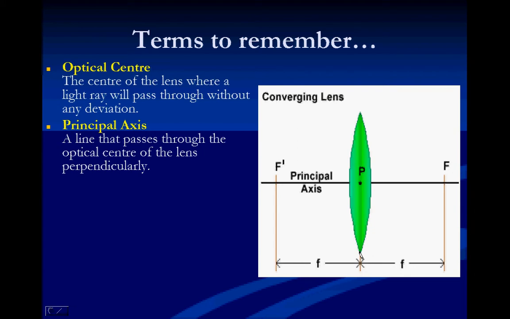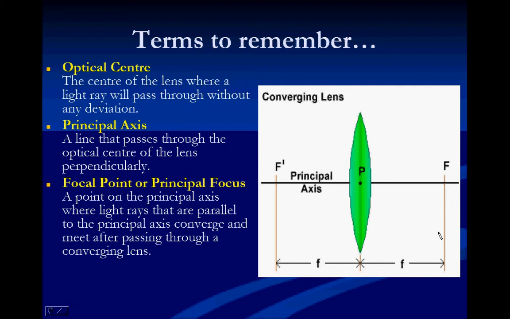The next point you need to know is called the principal axis. It is an imaginary line that is drawn cutting through the center of the lens. The third point is called the focal point, which is the same distance away from the center of the lens to the left and right of the lens, denoted by f prime and f. This is a point on the principal axis where the light rays that are parallel will converge and meet after they pass through the converging lens.